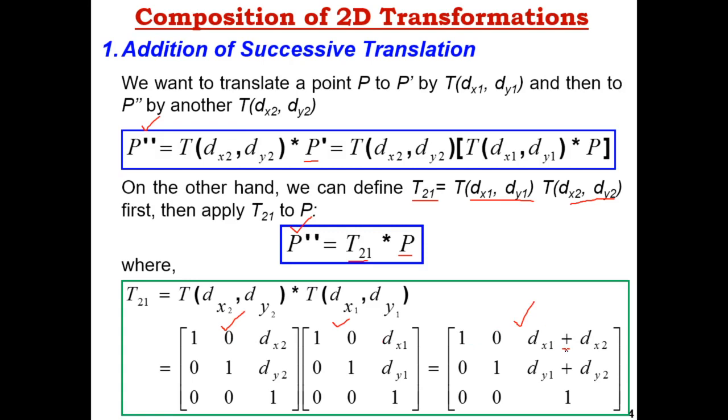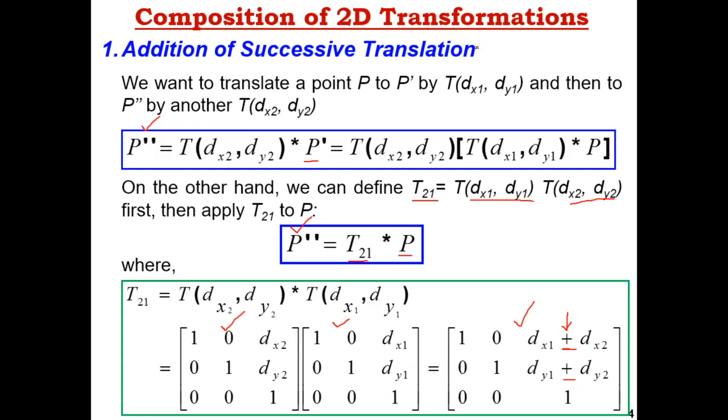In that result you can see that this is a plus, this is a plus, which means that this composite matrix can be multiplied with P, and then you get this P double dash value. One interesting point here is that this plus sign represents commutativity, because you know that in algebra A plus B is equal to B plus A, so plus is always commutative. That's why the two translations are always commutative.